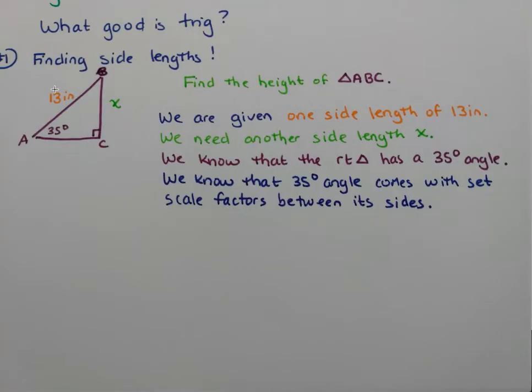Well, we're given the side length of 13. We need a side length of x. We know there's a 35-degree angle, and we know that that 35-degree angle has a set of scale factors between its sides. All we've got to do is figure out which scale factor we're dealing with here and just pull up the number.